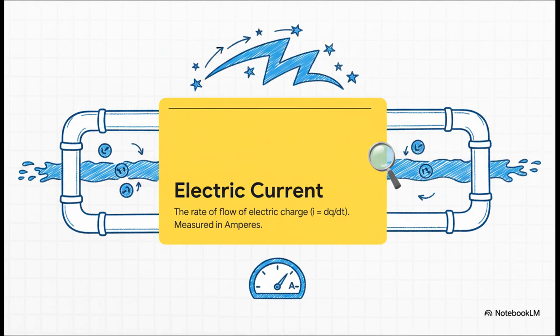Now, what happens when those little charges actually start moving? Well, that brings us to electric current. Current is simply the rate of flow of that electric charge over time. In a textbook, you'll often see it written out mathematically as I equals dq over dt. But hey, mathematical jargon aside, just picture a calm, steady stream of water flowing through a pipe. That flow, that's your current. And we measure that flow in amperes.